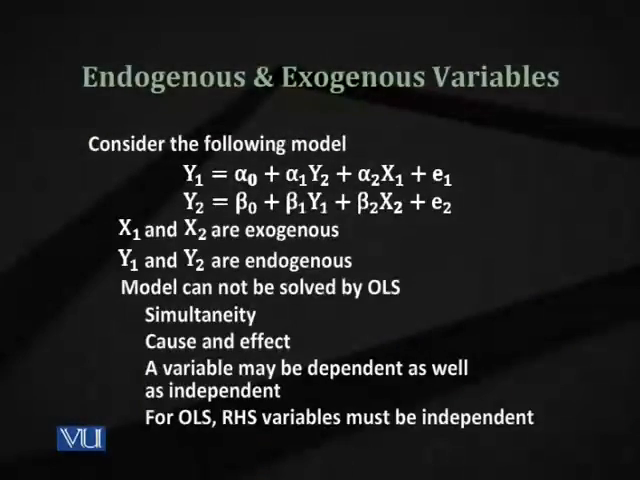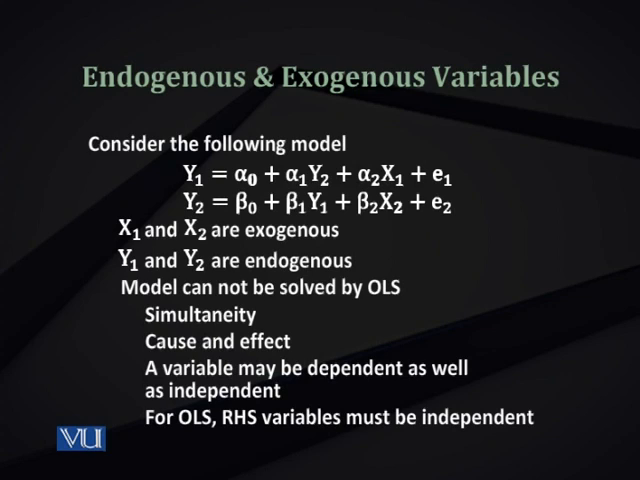Look at the model again. You have y1 and y2, two equations. You know now that x1 and x2 are exogenous, and y1 and y2 are endogenous variables. So what is the problem here? The problem is that you cannot use ordinary least squares to find the values, to estimate the parameters alphas and betas. You cannot find good estimators.